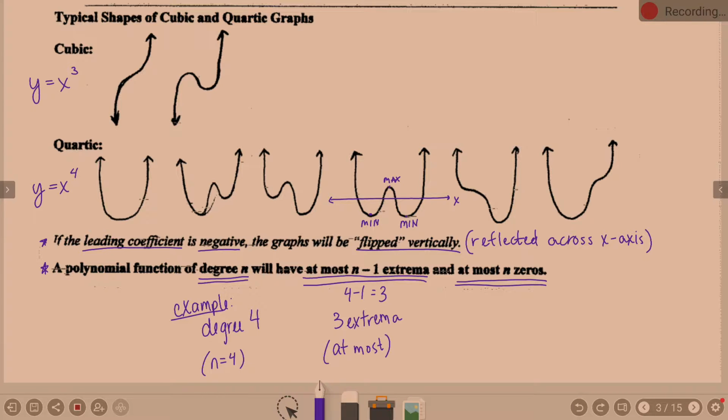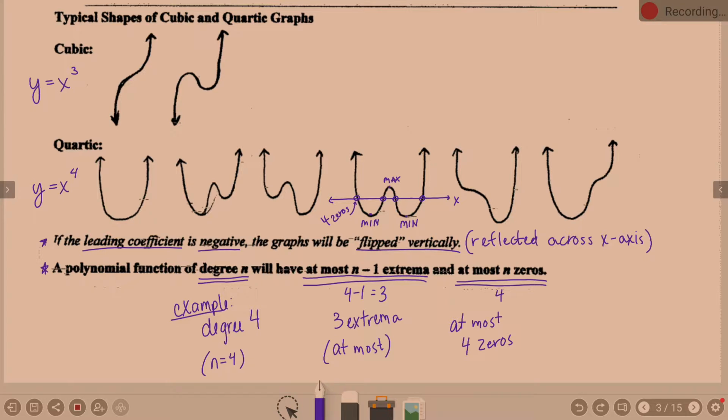Now, it also says at most n zeros. So what's that saying? At most 4 zeros. So your degree tells you how many zeros there are. So in this case, there is at most 4 zeros. Do I have 4 zeros here? Where's the zero? Where my graph crosses the x-axis. 1, 2, 3, 4. So I end up with 4 zeros on this example.